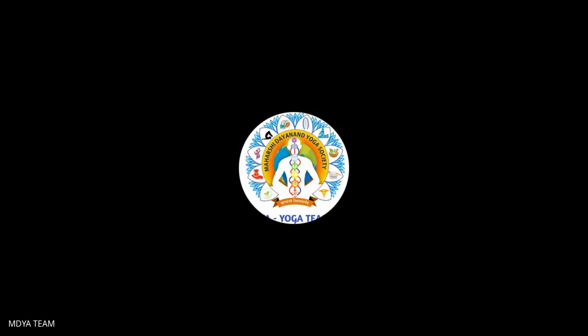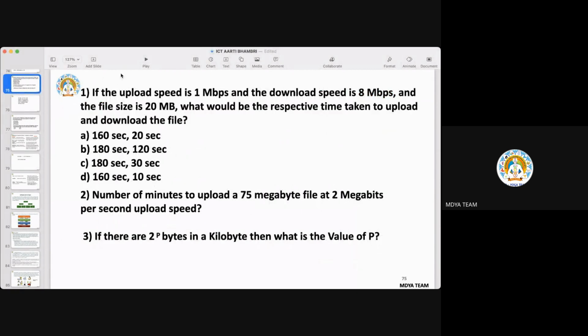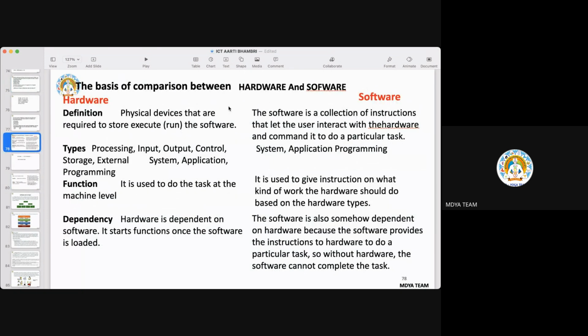Now we come to our present topic. That is our software part. Okay. So is everyone's screen visible to you? Yes, ma'am. Okay. So what do you mean by this term software? How can you understand it, or what do you understand by this term software?